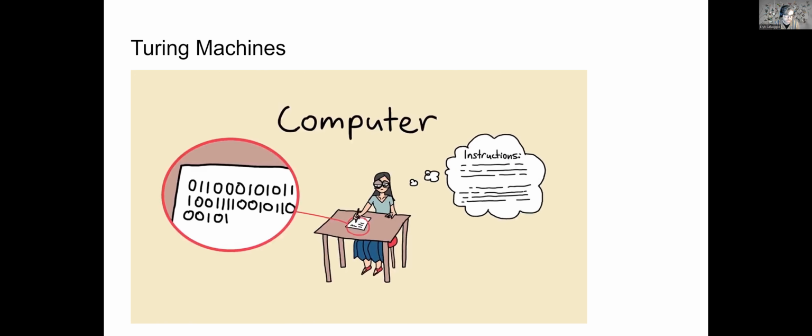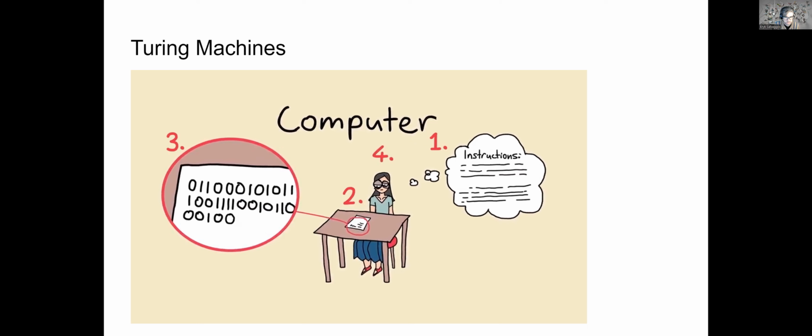He thought about the basic components of what a human computer does when they're computing. 1. They read instructions. 2. They read and write symbols on a piece of paper according to the instructions. 3. They occasionally erase symbols and replace them with new symbols. And 4. When they're finished with the computation, they stop.